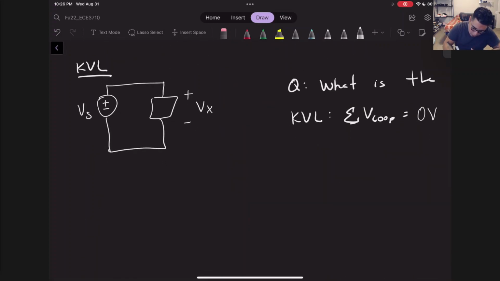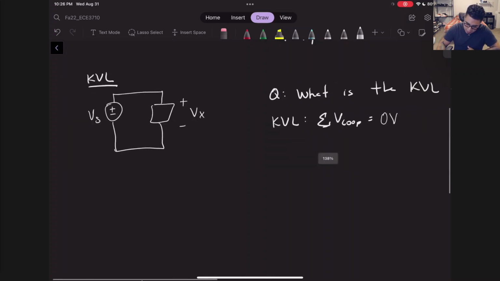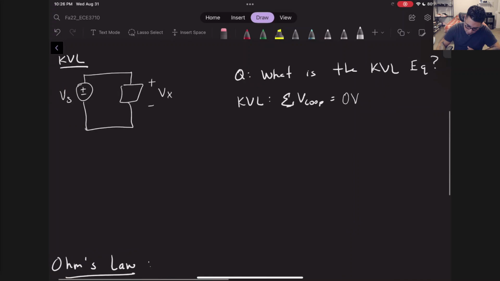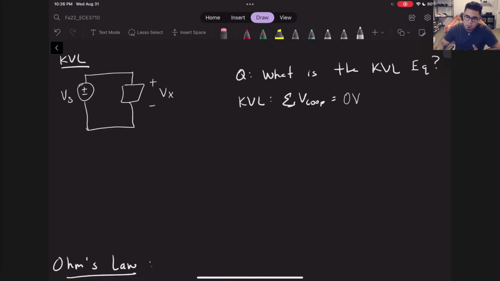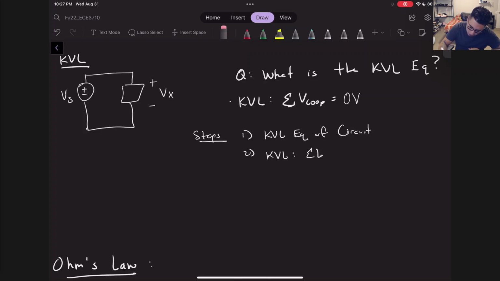Now, let's do an example. Let's say we have this circuit provided to us. And the question being asked is, what is the KVL equation for this circuit? Okay, and a little review. KVL is the summation of voltages in a loop is equal to 0 volts. So to do this problem, steps. First, what are we solving for? KVL equation of circuit. This has no units. Second, what concept should we be using? KVL. Summation of voltages in a loop is equal to 0 volts.